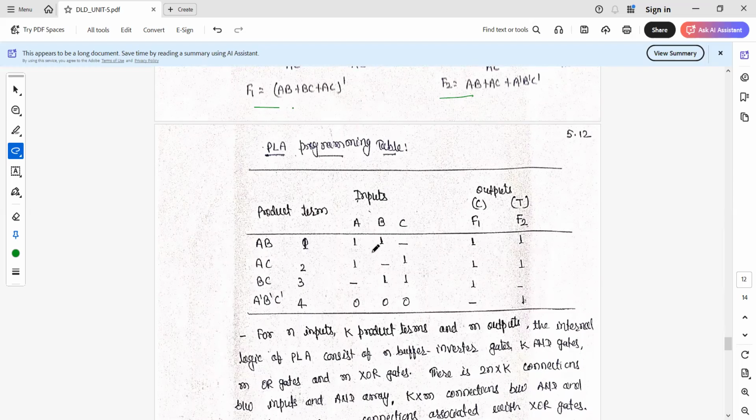In a similar way, we can use the block diagram for the logic implementation, where we have to use the programmable AND array and programmable OR array.